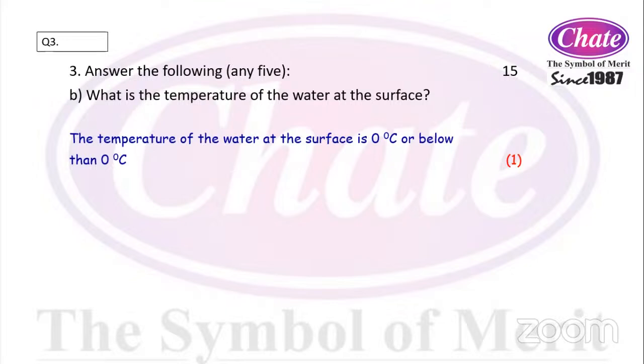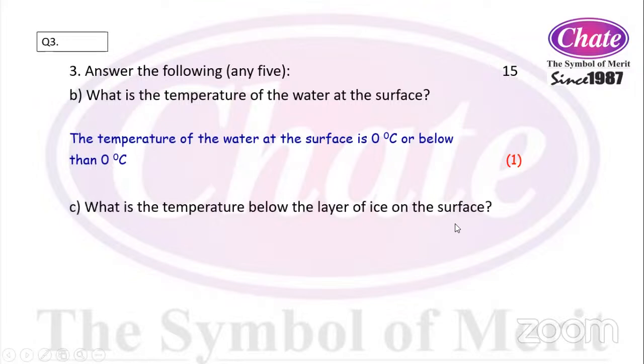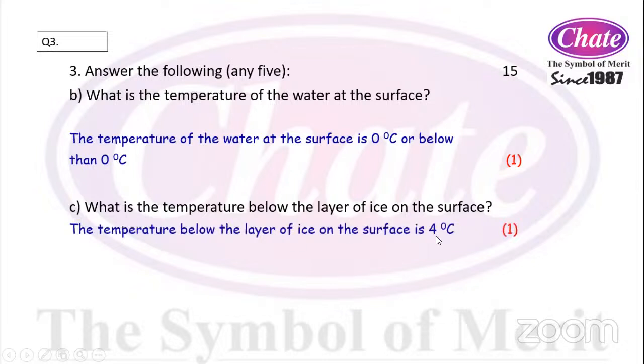So we cannot be sure about that. That is why we will mention it as 0 degrees Celsius or below 0 degrees Celsius. And what is the temperature below the layer of the ice on the surface? We can write that down as 4 degrees Celsius. So these two easy answers will give you the marks.